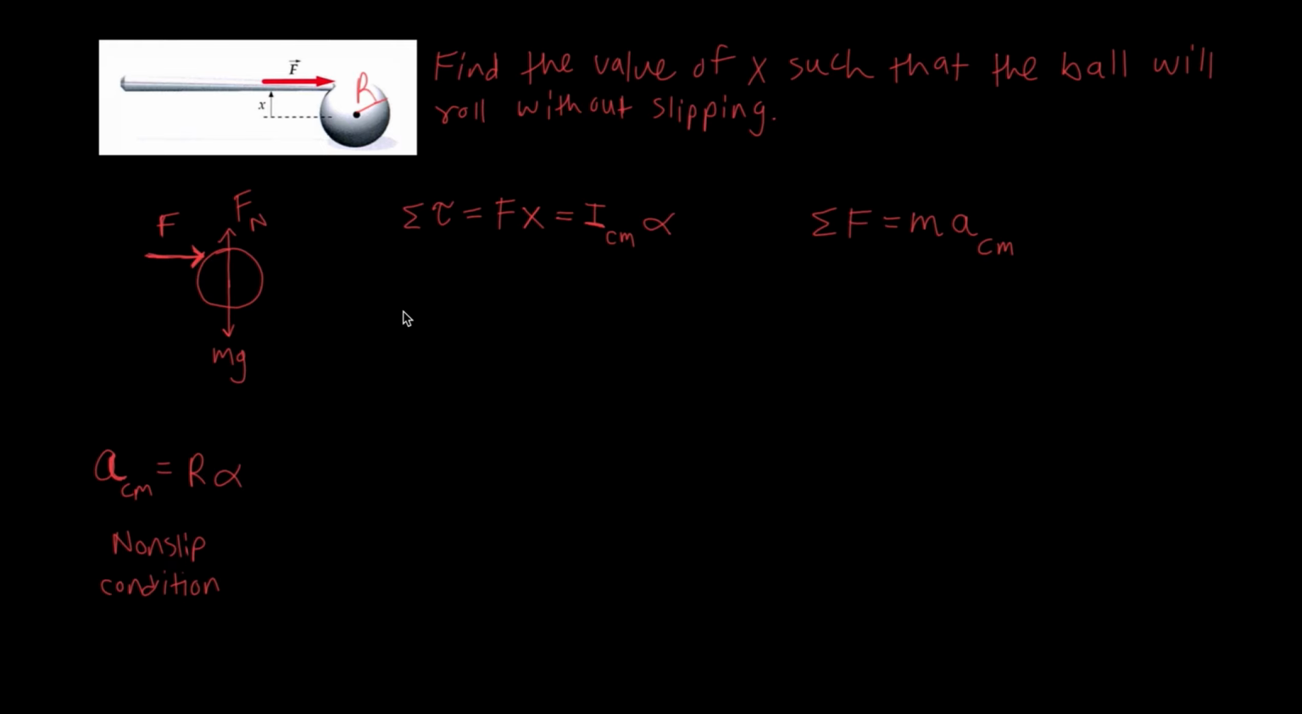All this means is that if we want to cause an object to not slip at all, this is the condition that needs to be satisfied. Meaning the acceleration of the center of mass is going to have to be equal to the radius times the angular acceleration if we want the object to not slip. And remember that we're solving for the value of x here.